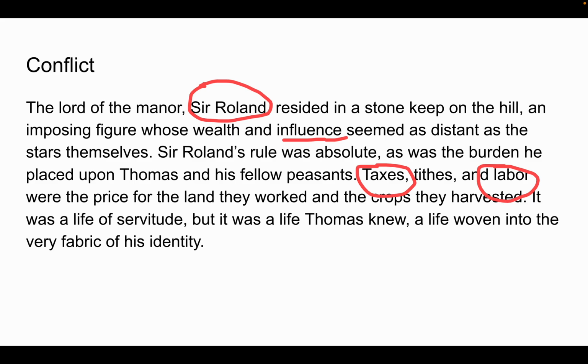So this would be like actions, things that people do to us, and it could also fit into the opportunities that were given by Sir Roland to certain people. Obviously, not the peasants. But here we have our problem with Sir Roland. He's kind of like our antagonist of the story.